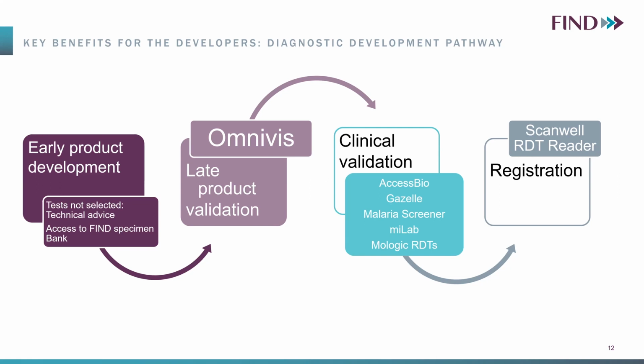So for the other 17 tests that could not get selected in the first call, FIND still supported them. We supported them with technical advice, and with access to our FIND specimen bank, which provided them with samples, not necessarily at the clinical intended use setting, but with samples that had been previously collected from the intended use settings.